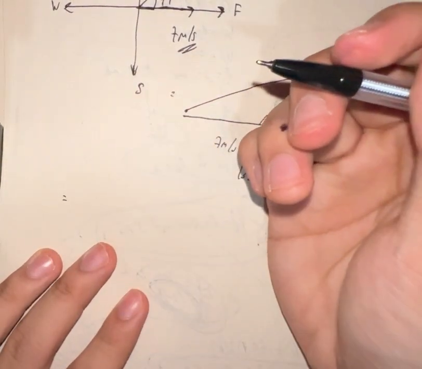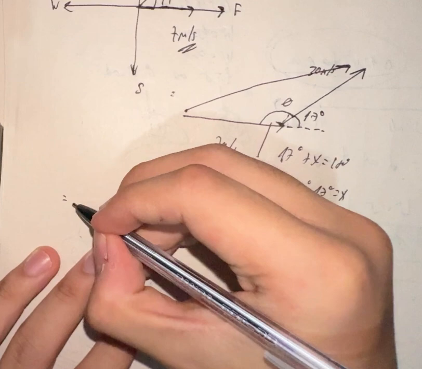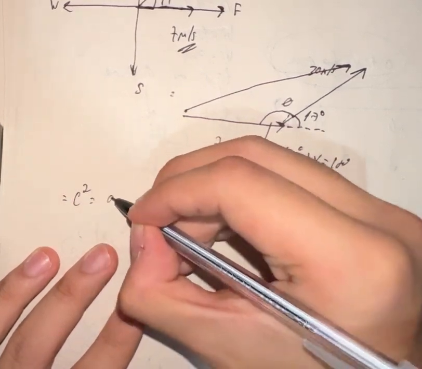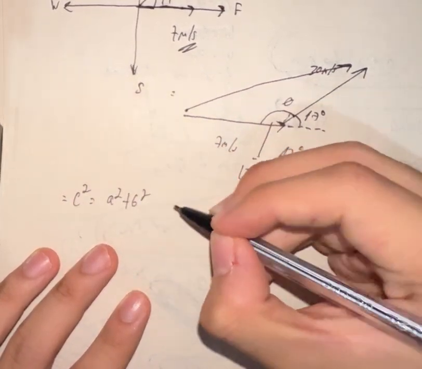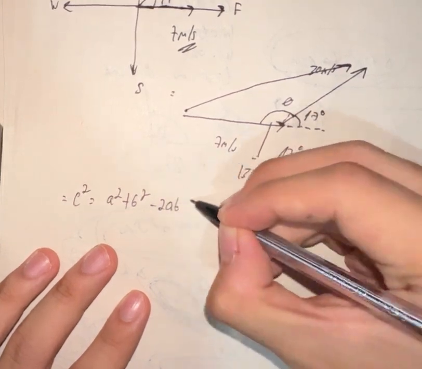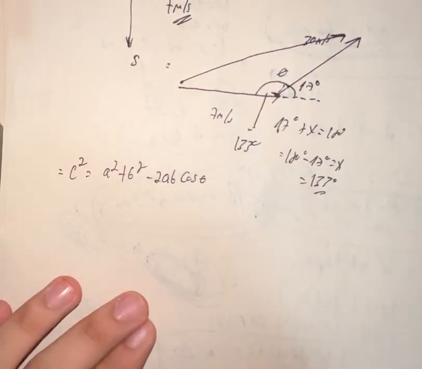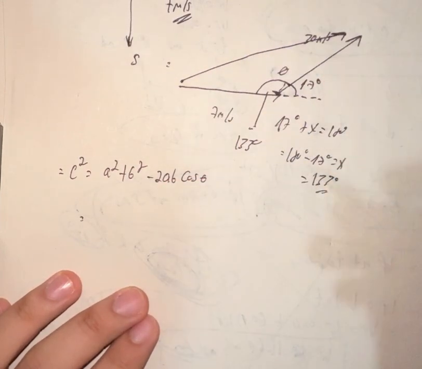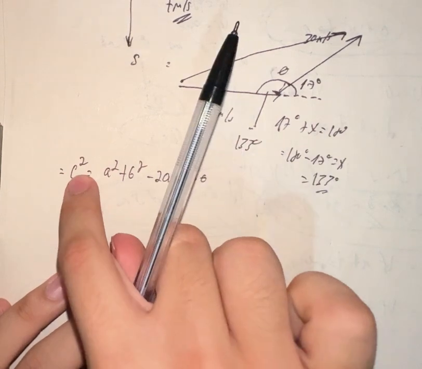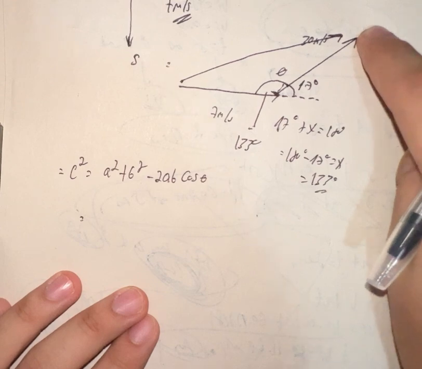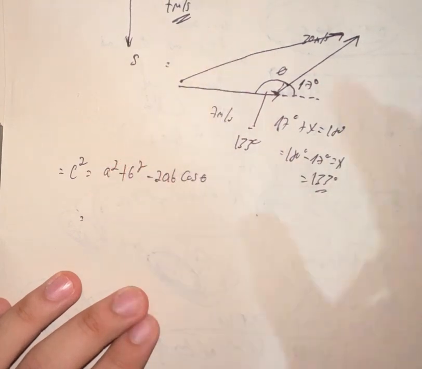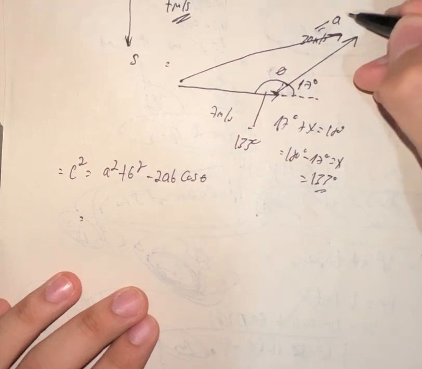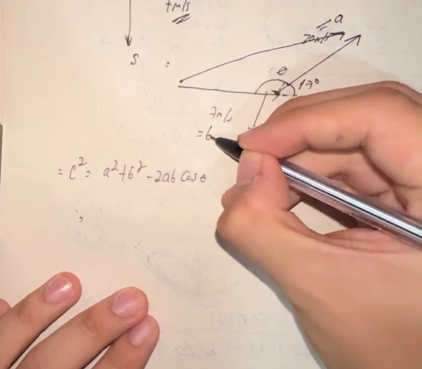So now we're going to be using the law of cosines. You might be wondering, what's the law of cosines? Basically this long formula here: c squared equals a squared plus b squared minus 2ab cosine theta. It's pretty long, but you'll get the hang of it quickly, and it's a pretty short method to find the resultant vector. C is always going to be the resultant vector, and A is the one larger than B. So 30 meters per second is A, 7 meters per second is B.